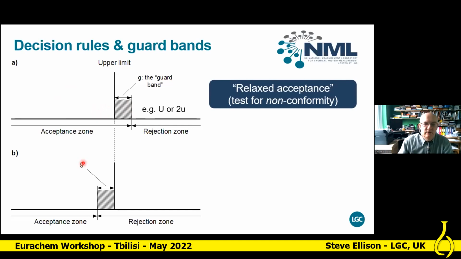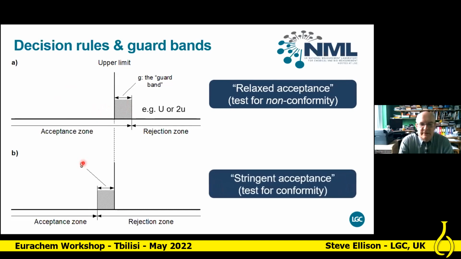The other rule is called stringent acceptance. And that means that if we have a result inside this acceptance zone, we are very sure that the test material does in fact comply. And that is actually the default in ILAC G8. It recommends that if you haven't got a rule, you use this kind of rule, which says basically take the expanded uncertainty away from the limit before you apply your decision. So make sure that your whole uncertainty interval is inside the limits.